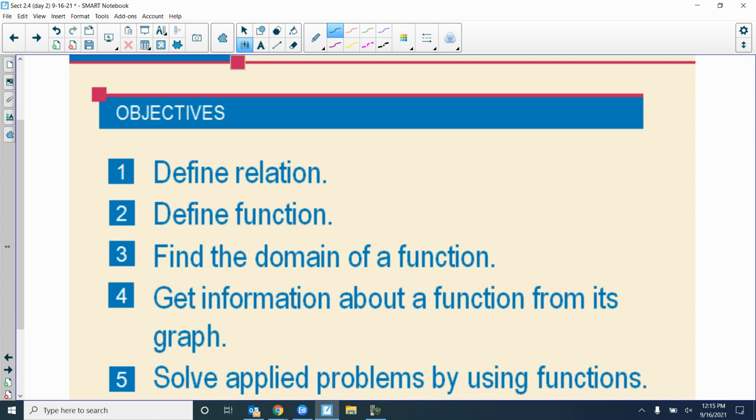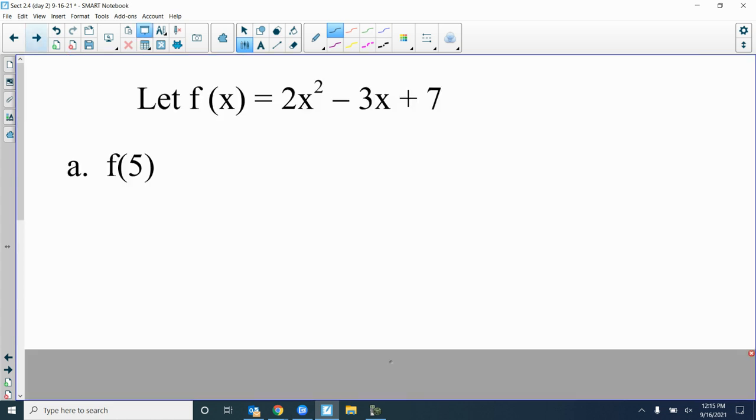The only thing we're going to talk about here today is that last piece there, evaluating functions. Now you evaluated them with a graph. We're going to evaluate them with an equation. We're going to use the same one for all of them. So let f of x equal 2x squared minus 3x plus 7. All right, f of 5. What's the only thing you do? Plug in 5. That's all you got to do.